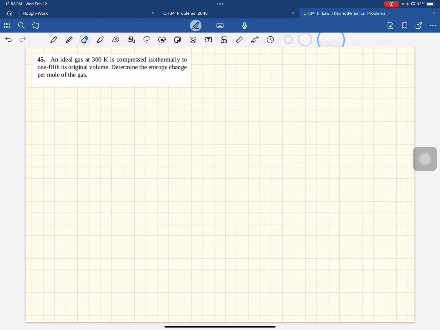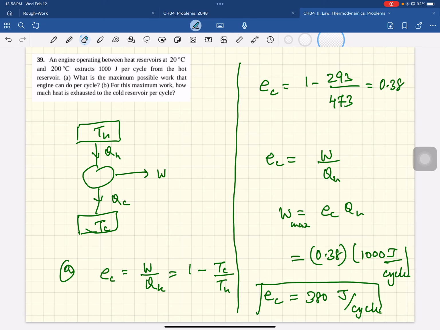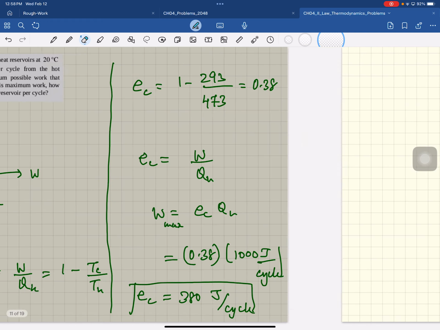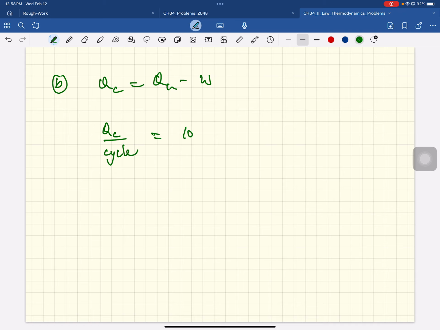Yep. What about part B of the last question? Part B: for maximum work, how much heat is exhausted per cycle? Okay, so B is QC would be QH minus W, so QC per cycle would be 1,000 minus 380. So this is the $2 trillion that I talked about.